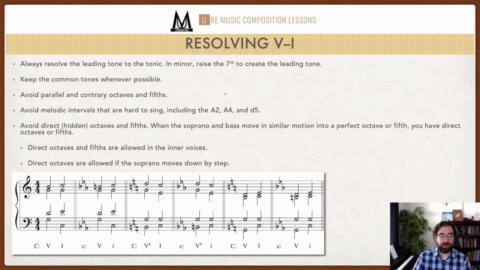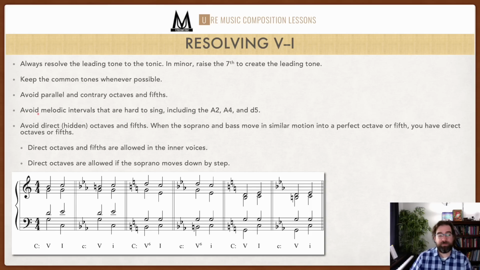You want to avoid parallel and contrary octaves and fifths, so that's where you move from an octave into an octave or a fifth into a fifth. If you see 8-8 between any of the voices, you need to double check, make sure you didn't do anything wrong, because you've got to avoid those.